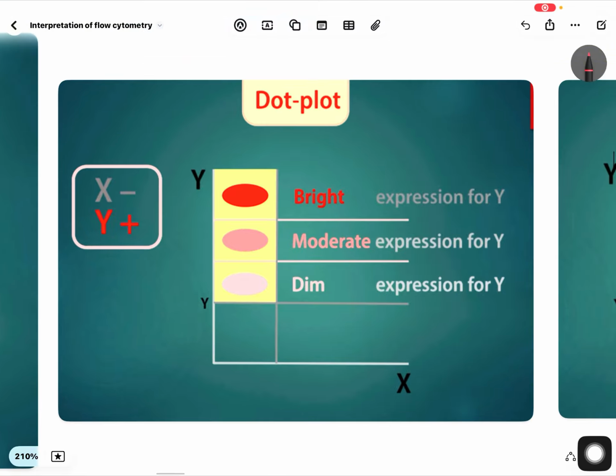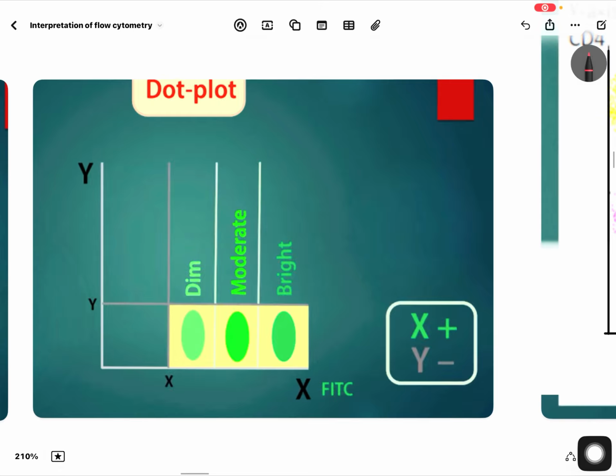In a similar way, when there are multiple populations and multiple colors seen, how do we identify? On the y-axis, if this quadrant is negative for both, this side becomes dim expression for y. As you move higher, the color becomes brighter, so it becomes dim, moderate and bright. The upper side of the y-axis shows the brightest expression for y. Similarly on the x-axis, as we move to the right, we find the brightest expression of x on the right side, then comes the moderate and then the dim.